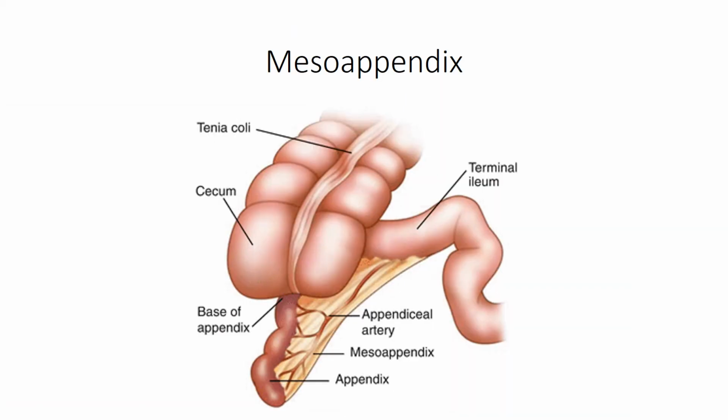Now the mesentery of the appendix is known as the mesoappendix, and it is a triangular fold of peritoneum lying just close to the mesentery of the terminal part of the ileum near the ileocecal junction, and it contains between its folds the appendicular artery, varying amounts of fat, lymphatics, and often a lymph node.